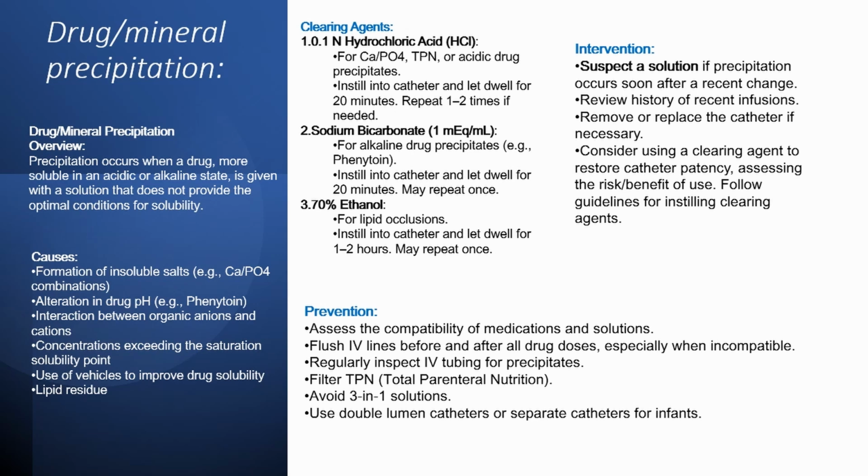Let's take a quick look at drug mineral precipitation and how it affects our catheters. Precipitation happens when a drug, which is more soluble in an acidic or alkaline state, is given with a solution that doesn't support optimal solubility conditions. This leads to insoluble salts or drug clumps forming inside the catheter, which can block the flow.